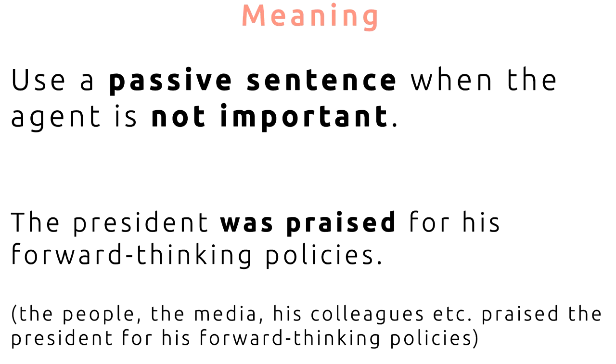And finally, we can use a passive sentence when the agent is not important. For example, the president was praised for his forward-thinking policies. So who did the praising? Who praised the president? Well, it was the people, the media, his colleagues, etc. They praised the president for his forward-thinking policies. But in this example, it's not so important. These people praised him, but they're not important to the sentence.